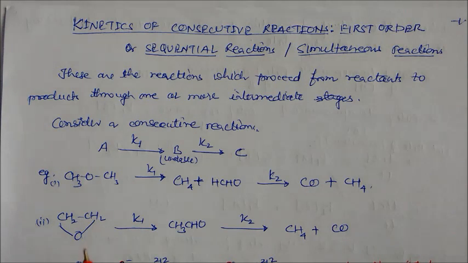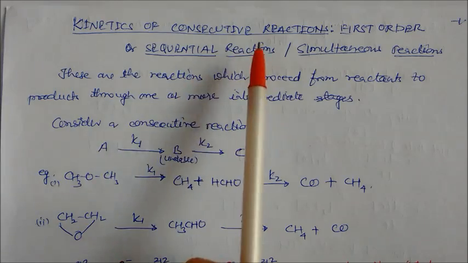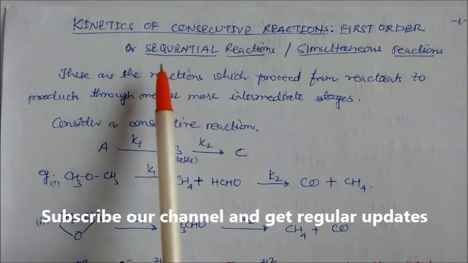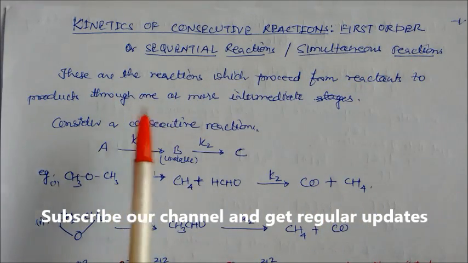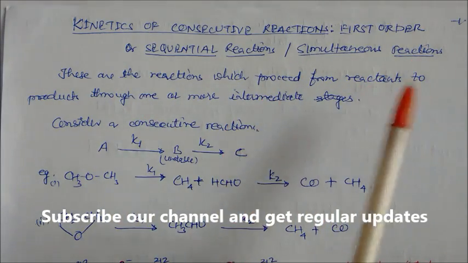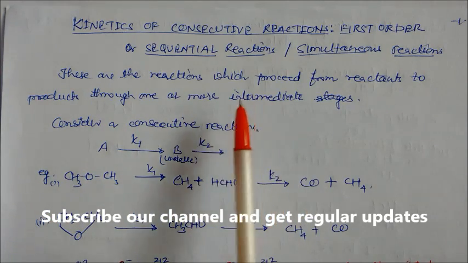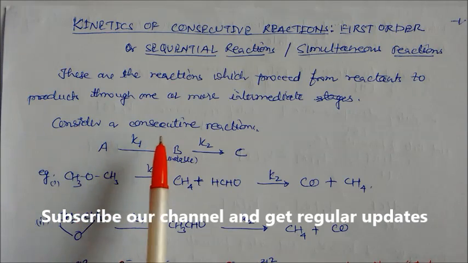Dear students, in this session of the lecture, we will study the kinetics of the consecutive reaction. We will consider first order reactions. This is also called the sequential reaction or simultaneous reaction. These are reactions which proceed from reactant to product through one or more intermediate stages, more than one intermediate. Let us take an example of a consecutive reaction.